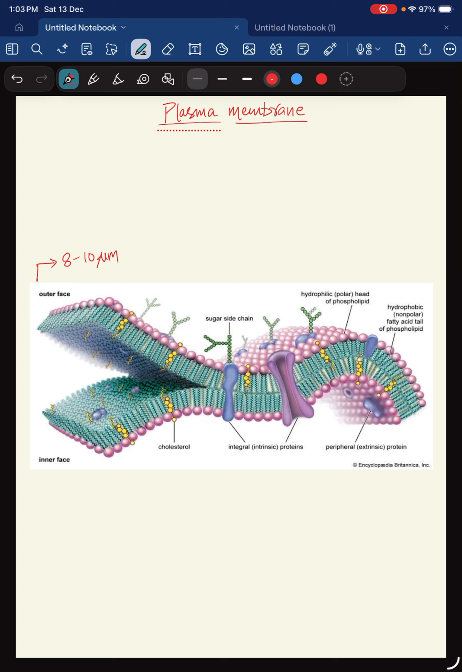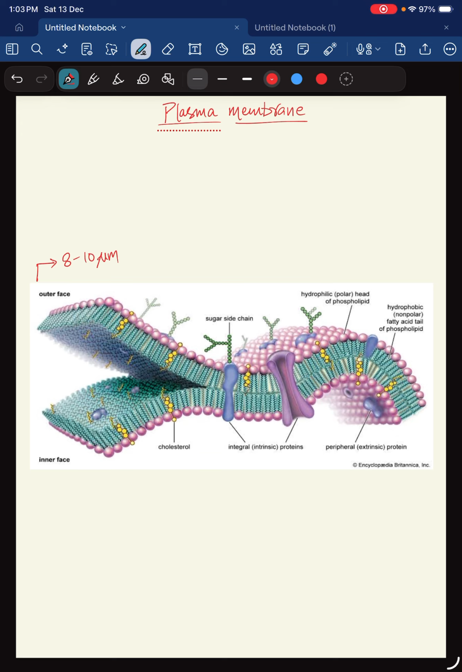It is elastic, living, dynamic and selectively permeable, means it does not allow all substances, it allows particular types of substances to come in or go out of the cell. Now, as it controls the exit and entry of molecules and ions, this generates differences in ion concentration between the interior and exterior of the cell.